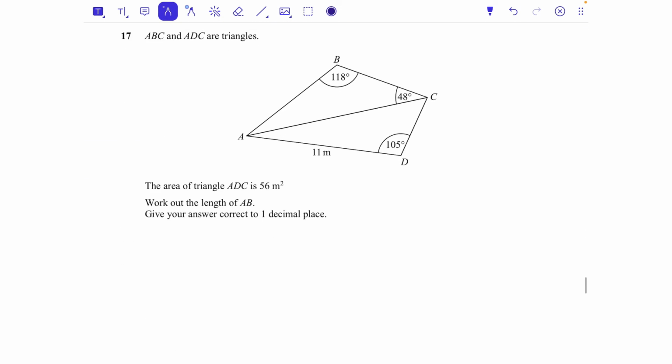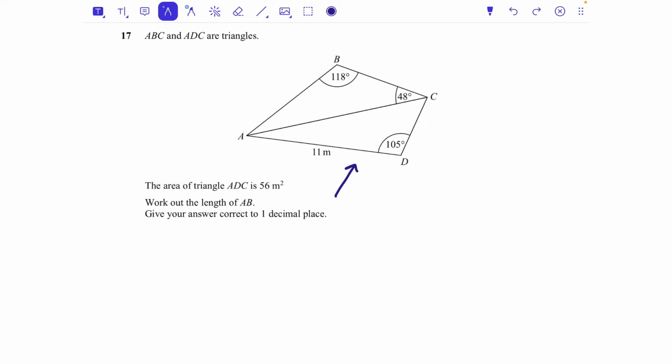Okay, question 17. ABC and ADC are triangles. The area of ADC is 56. That's the bottom one. Work out the length of AB. So I've got enough information in this bottom triangle to do some things. I don't have enough information in the top triangle at the minute to do anything, because in the top triangle I've got 2 angles and nothing else, which is not enough information. So first thing I'm going to do is look at this bottom triangle.